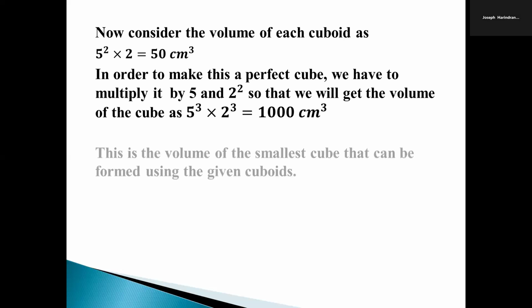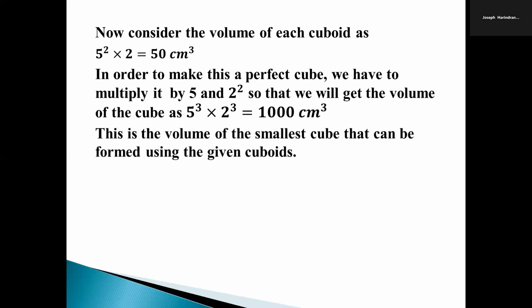So the side of this cube will be 10 centimeter into 10 centimeter into 10 centimeter. So that is how we get this 1000 centimeter cube. This is the volume of the smallest cube that can be formed using the given cuboids. That is what is required to be found out.